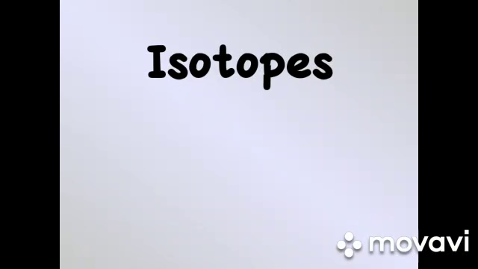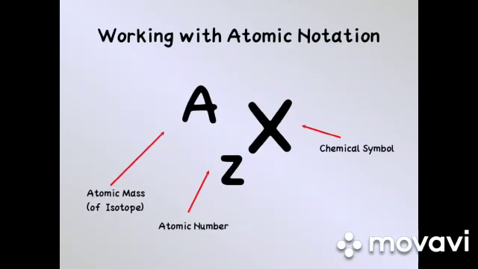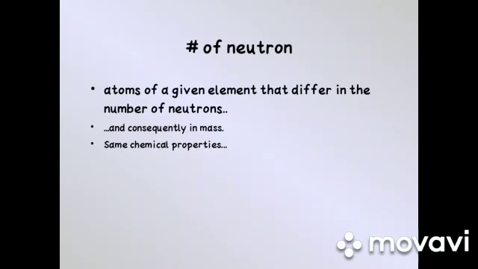Welcome to the chemistry class with our new topic, isotopes. So what are isotopes? Isotopes are atoms of a given element having same atomic number but different atomic masses. Students, same atomic number means number of protons, and different atomic masses means there must be difference in number of neutrons. So atoms of a given element that differ in the number of neutrons are basically isotopes. And when the number of neutrons is different, consequently the mass number would be different.